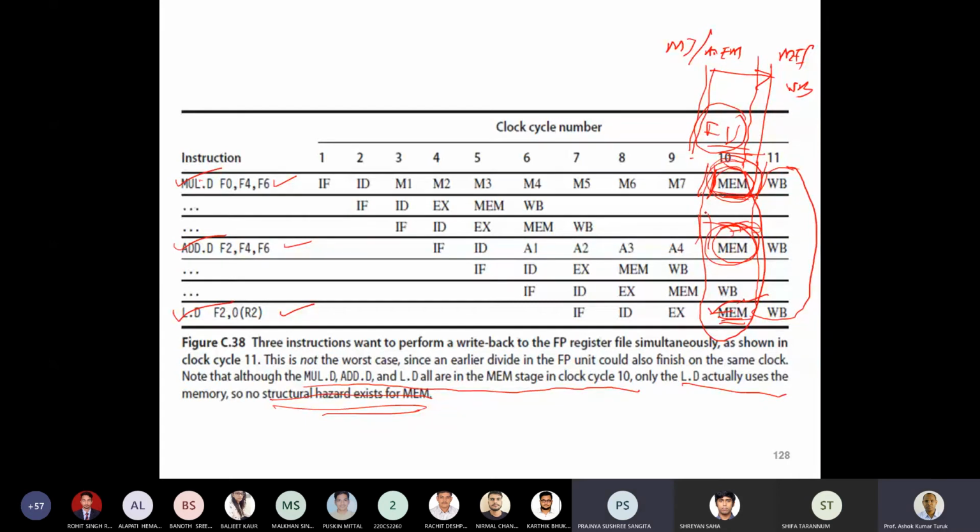Okay, sir. Another doubt, sir. If you have some time, can you please describe the memory and WB stages? In the WB stage, we are just writing back the result into the required registers. And sir, can you please describe what the memory stage is doing? I had some confusion in it.